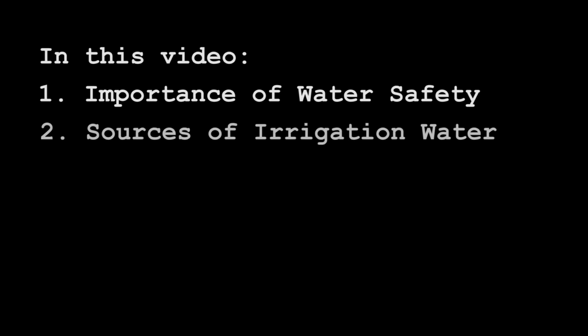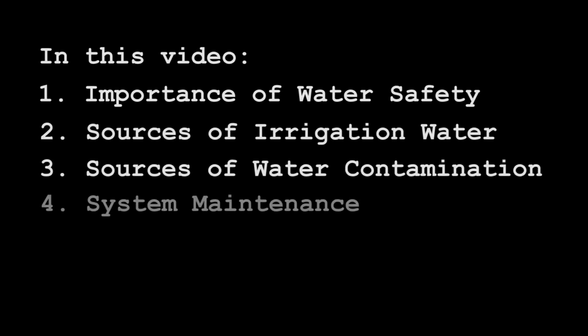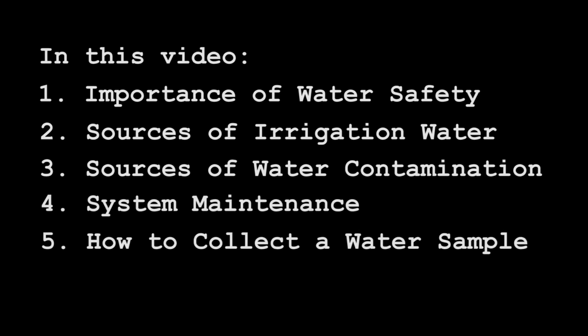Next, we'll identify different sources of irrigation water and sources of water contamination. Then, we will talk about ways to maintain your water system. Finally, we'll demonstrate how to collect a water sample.